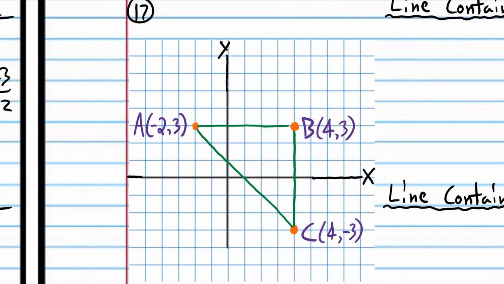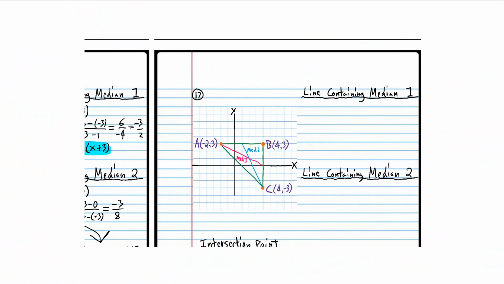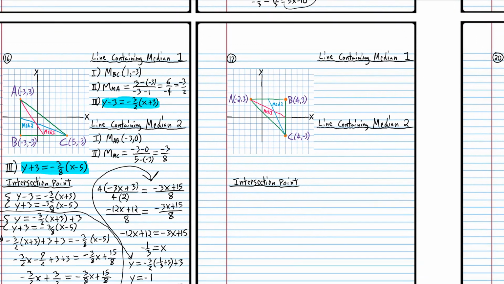I'm going to use, let's see, it looks like this median here, and also this median. Looks like that'll work well. So we'll call this median 1 and median 2. So those are the medians that I'm going to use. So it's probably best to stick with those.